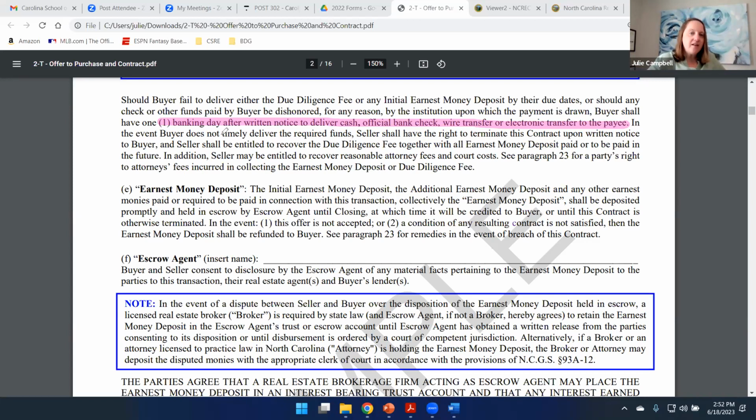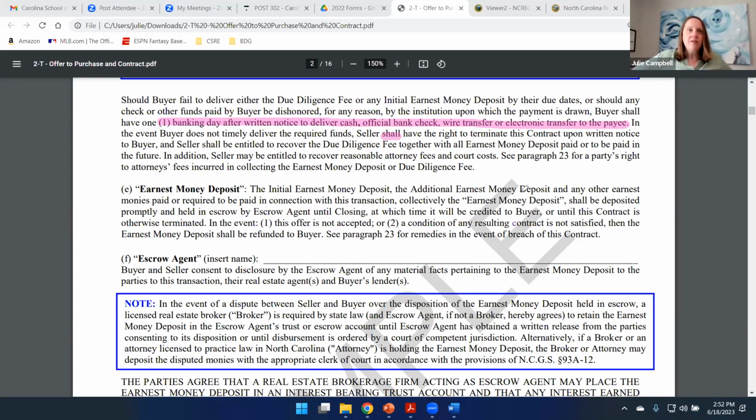If the buyer then does not timely deliver the funds, seller shall have the right to terminate this contract upon written notice to the buyer. A seller shall be entitled to due diligence fee along with the earnest money paid or to be paid in the future.